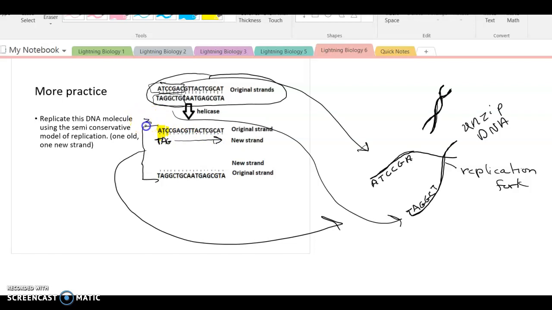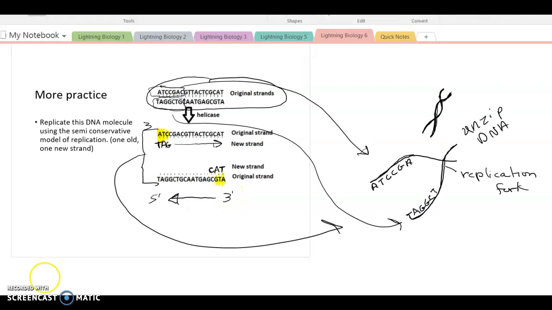Now, if this is 3', it's going to read in that direction, but down here, this would be 5'. And so, not that you really have to worry about this or read it in the opposite for the sake of writing down the complement. However, just so you understand that in a cell, it actually would be reading it in this direction, 3' to 5'.